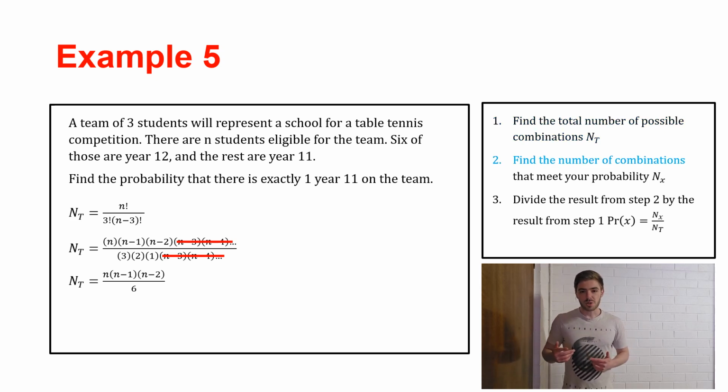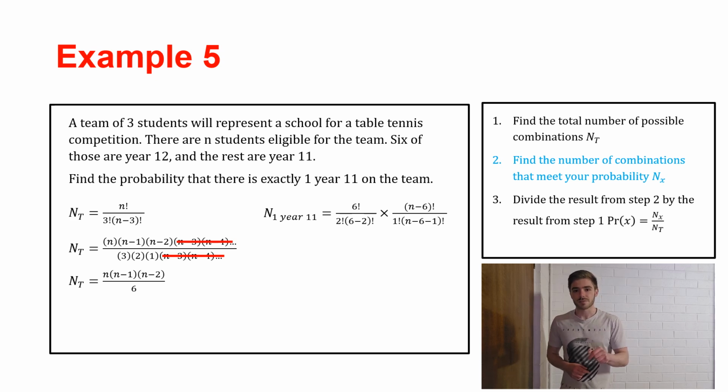Now, we need to find the total number of combinations that contain only one year 11 in it. That means we're selecting 1 year 11 and 2 year 12s to make up that team of 3 people. There are 6 total year 12s and we're selecting 2 of them. There are also n-6 year 11s and we're selecting 1 of them. The reason it's n-6 year 11s is because of our total n number of students, 6 of them are year 12s. So to find the remaining number of year 11s, you're going to remove those 6 year 12s from that n total number of students.